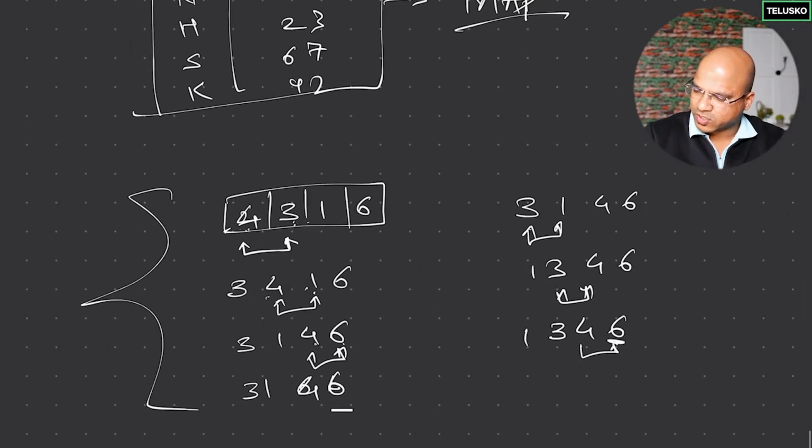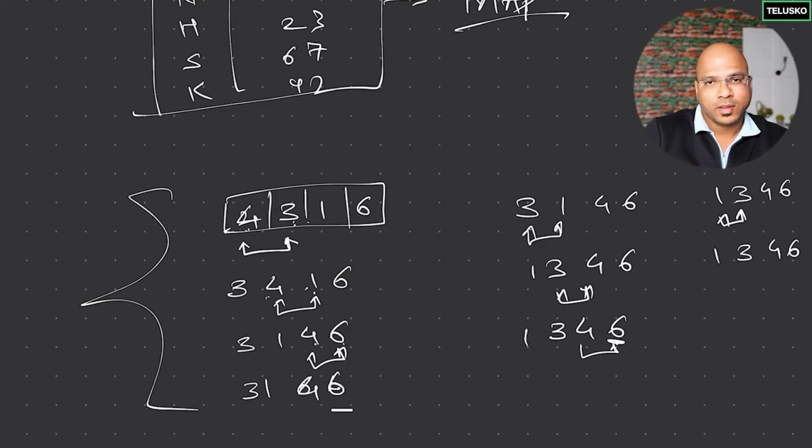And again, for the next iteration, we can say 1, 3. I know this is sorted, but still we have to continue the iteration. First compare the first two, 1, 3, 4, 6, and you're done. Right? So this is how basically you sort the elements.